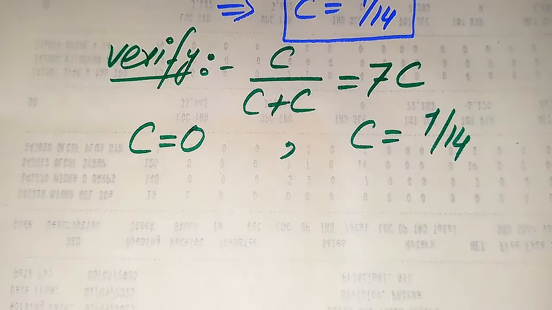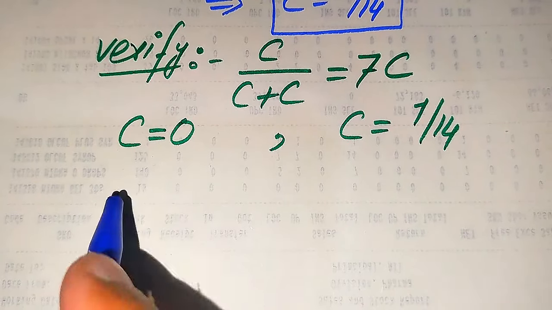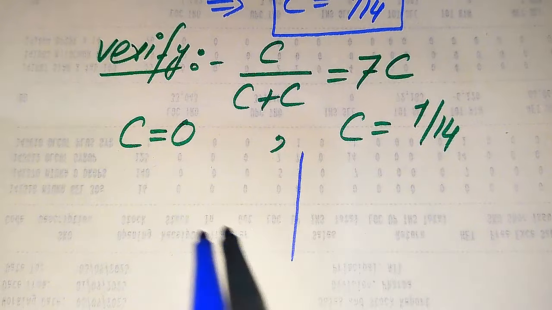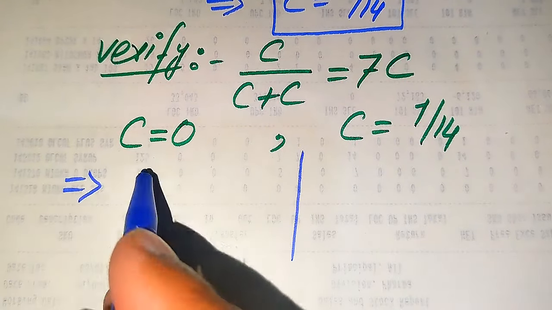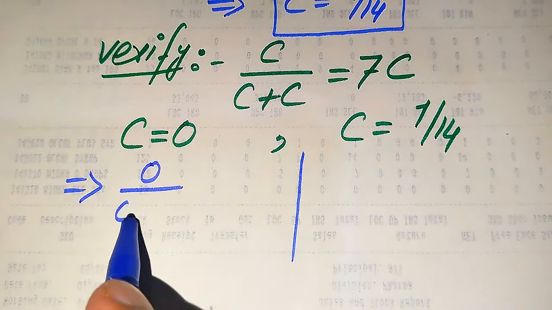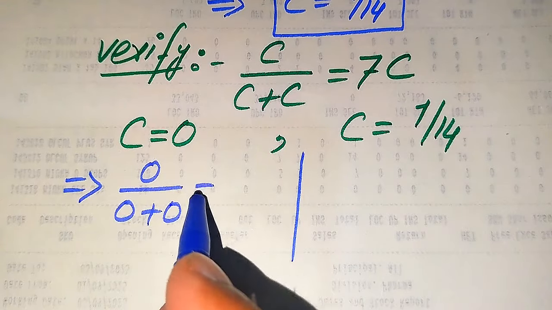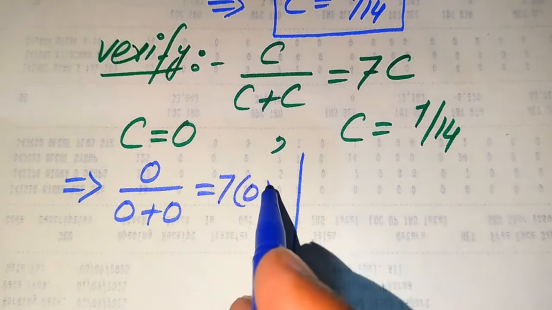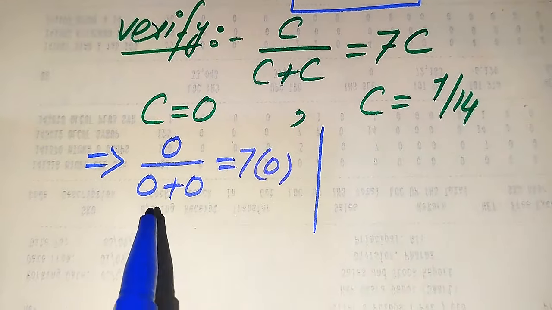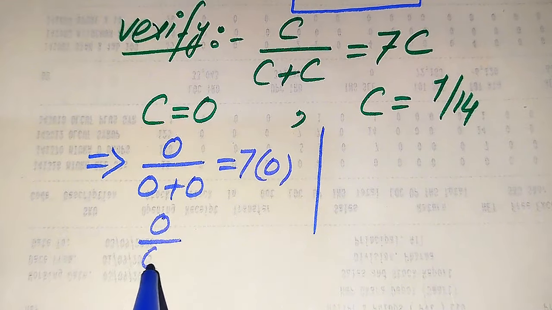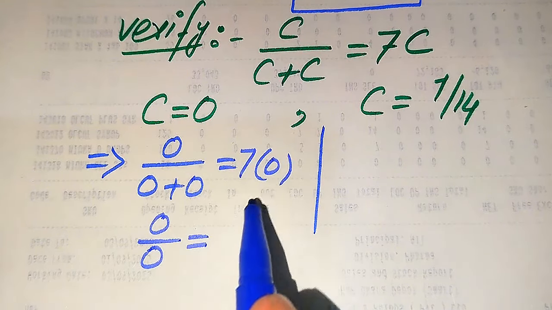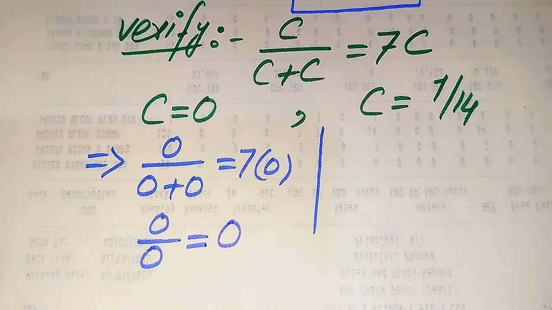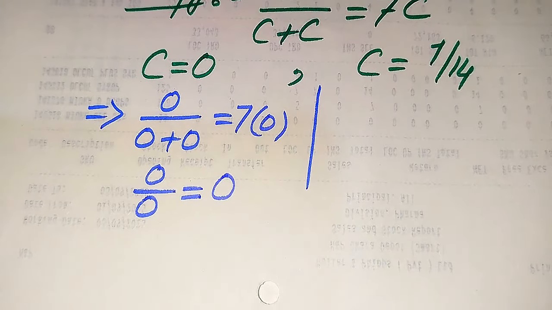So here when we substitute c = 0 into the given equation, it will be written as 0 divided by 0 plus 0 is equal to 7 times 0. And here you see that this is of the 0 over 0 form, and 7 times 0 is also equal to 0. So here you need to remember some things.